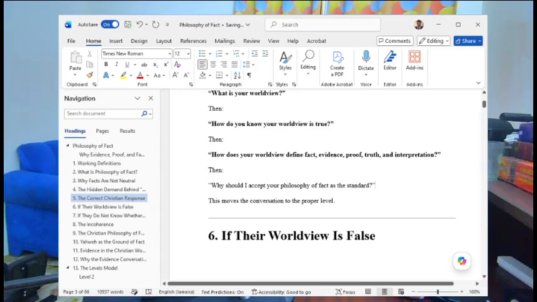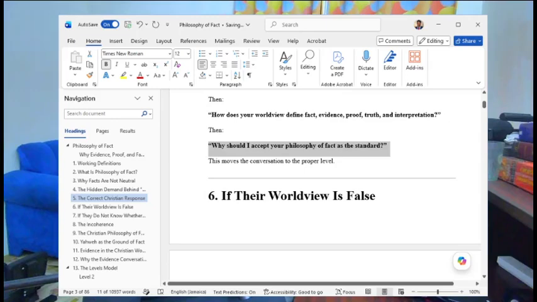Proof, truth, and interpretation. And then you ask this important question. Why should I accept your philosophy of fact as the standard? This moves the conversation to the proper level, guys.